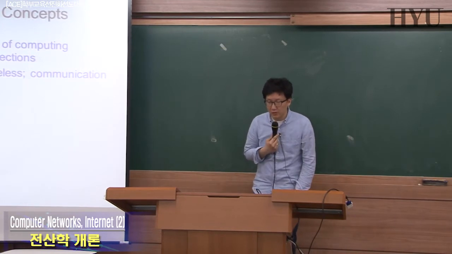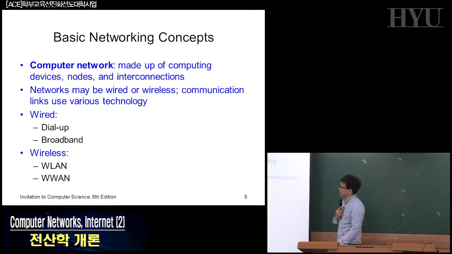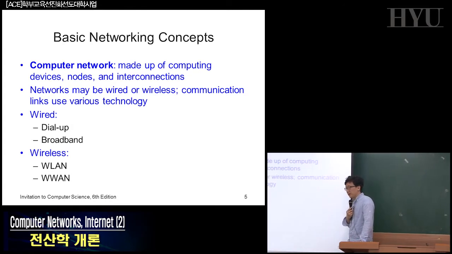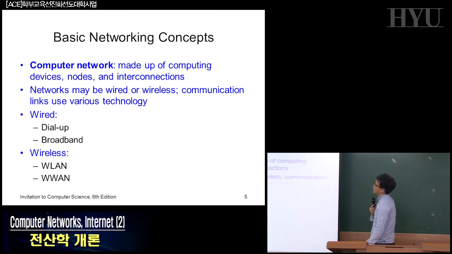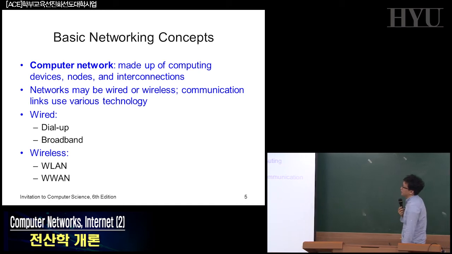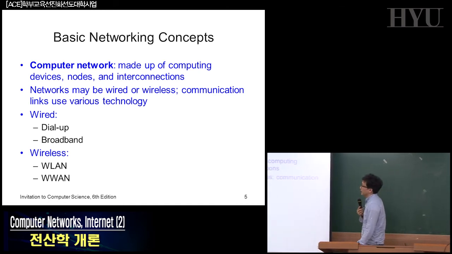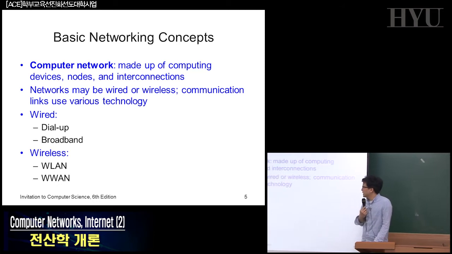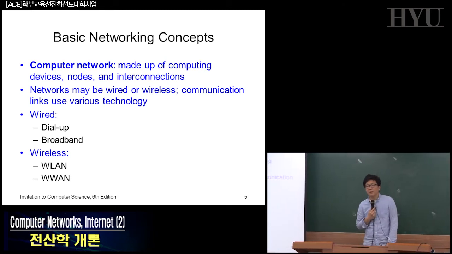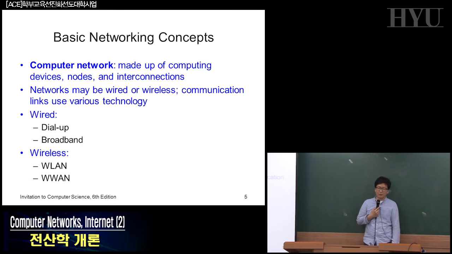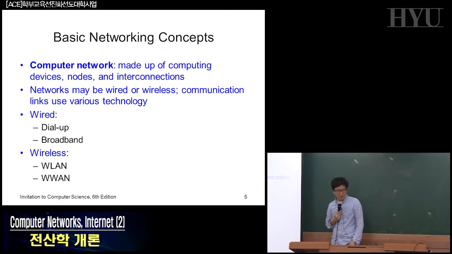Anyway, let's take a look at what your textbook is discussing in terms of very basic technologies for internet and networking. So again, a computer network is made up of computing devices, nodes, and interconnections. A network may be wired and wireless communication links using various techniques. A network is actually process-to-process communication in your systems, right? You like to exchange data between your friends, which is on two separate computers, programs running on those computers, and they like to exchange messages between them.